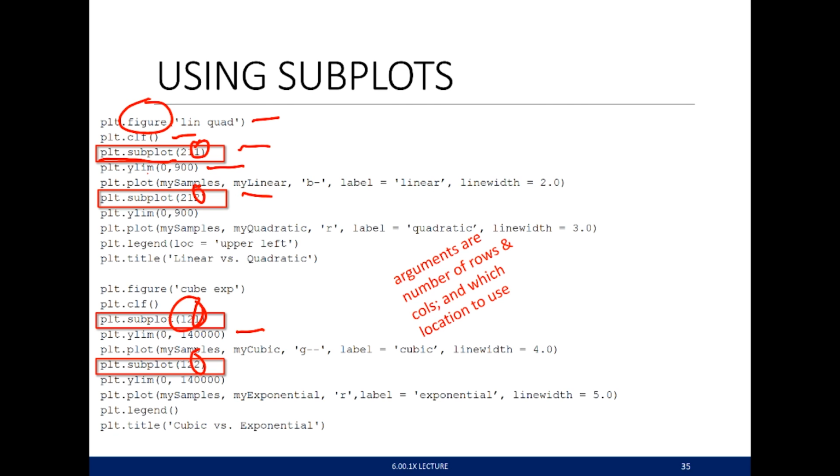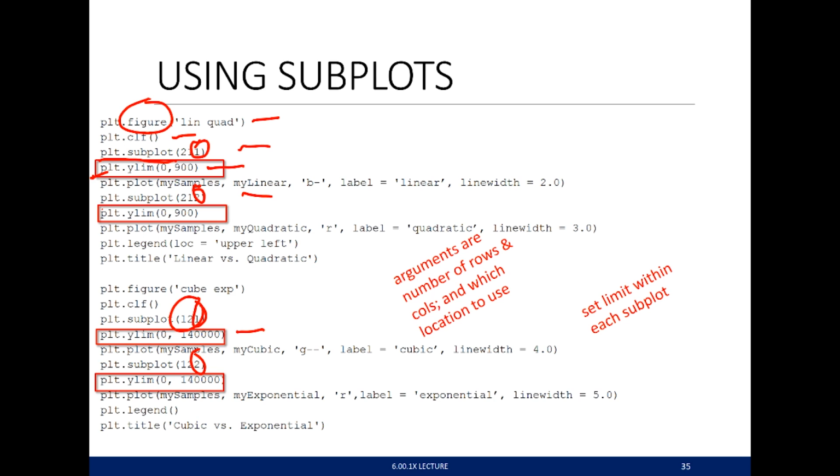Now notice I've got a call to y-lim after each of the subplots in order to try and do that kind of a display. I'm setting the limit within each subplot. I don't have to always do that, but that's a handy way to just make sure I'm being careful about how I'm doing those kinds of plots. Okay, let's see what it looks like.